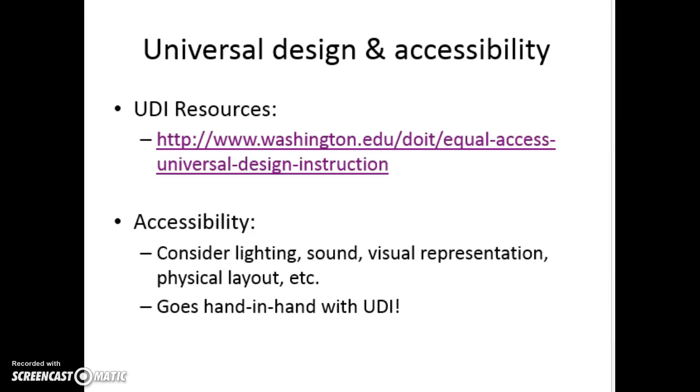And related to that is accessibility. So whether we're talking about instructional materials, you're actually talking about the accessibility of your materials, your books, and even the room. Consider light, sound, visual representation, and physical layout. All of this goes hand in hand with universal design instruction.